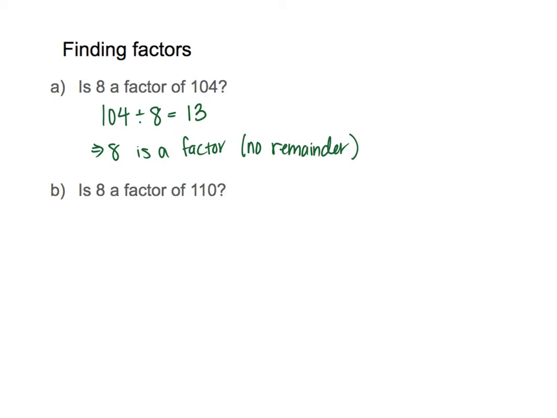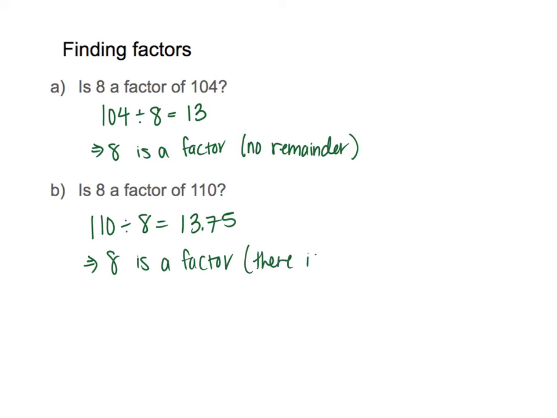Because there's no leftover numbers, so it's a factor. If we were to test this one out, it's asking if 8 is a factor of 110. If I were to divide 110 by 8, I actually get something like 13.75. And so this decimal is telling me it's not dividing evenly. So that tells me that 8 is not a factor of 110 because there is a remainder.